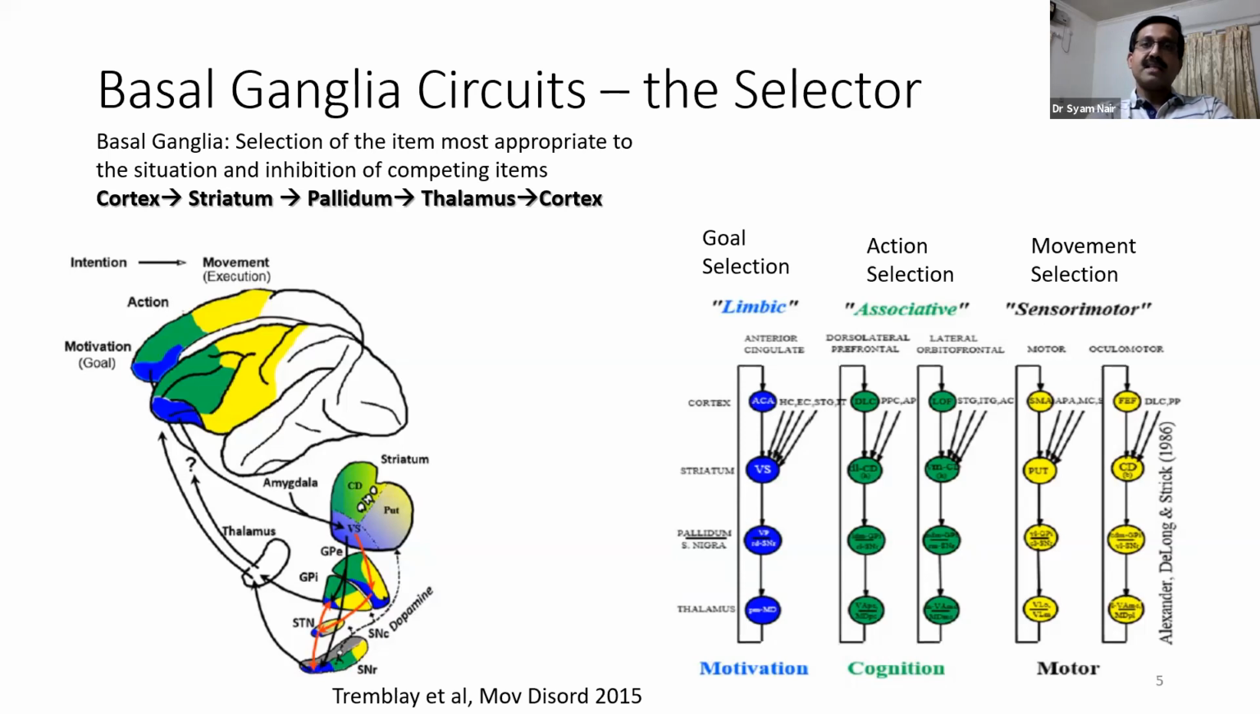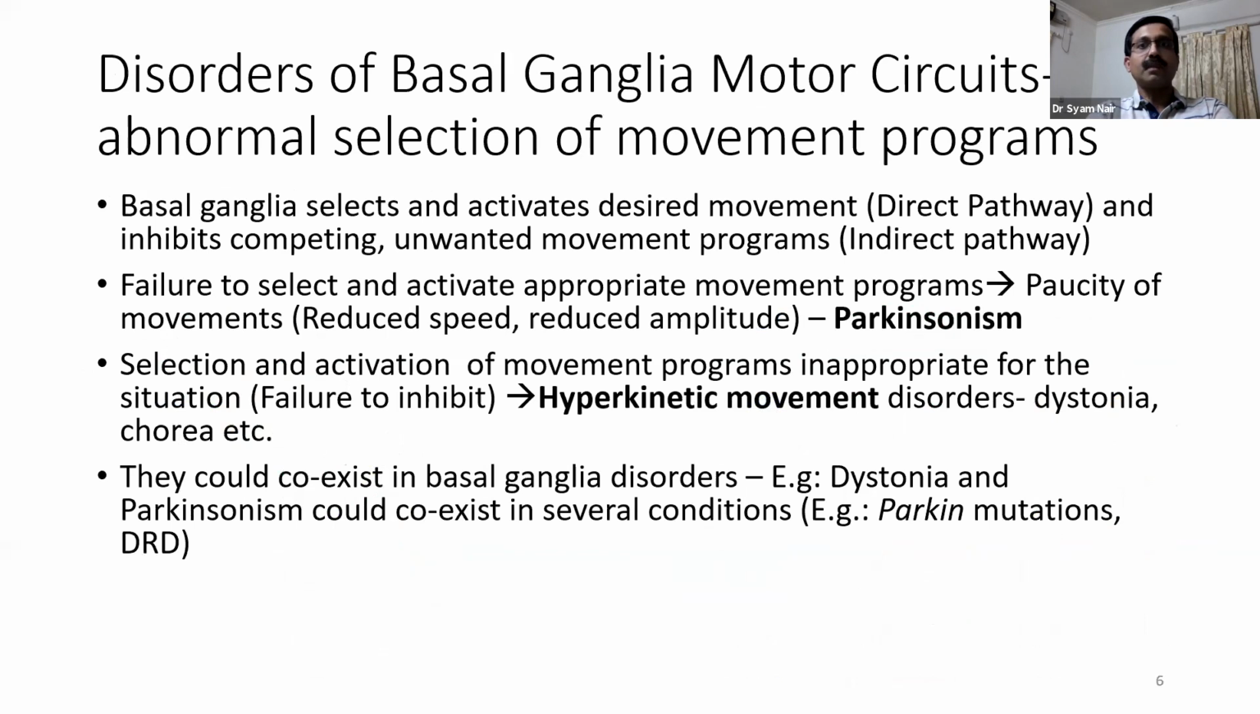So the basal ganglia is the one which selects the movement. For any particular movement, there should be a goal, or a motivation. Then there should be an action plan, and finally the movement. For the movement, the motor basal ganglia circuit selects the motor programs which need to be activated. So the disorders of basal ganglia motor circuits result in abnormal selection of movement programs. The basal ganglia selects and activates the desired movement, that is the direct pathway, or it inhibits competing unwanted movement programs, that is the indirect pathway.